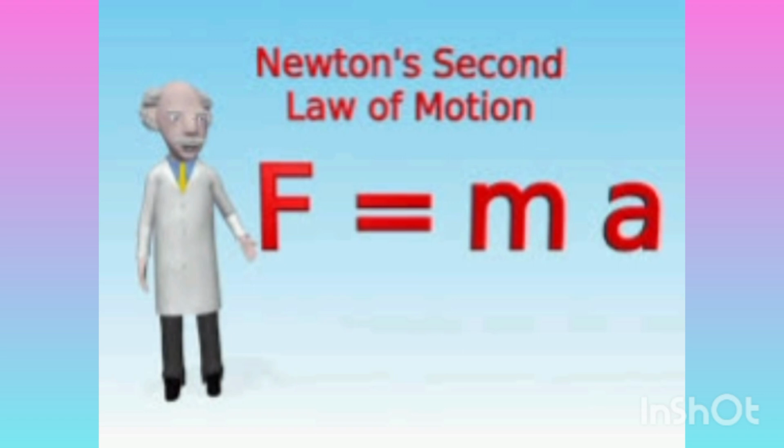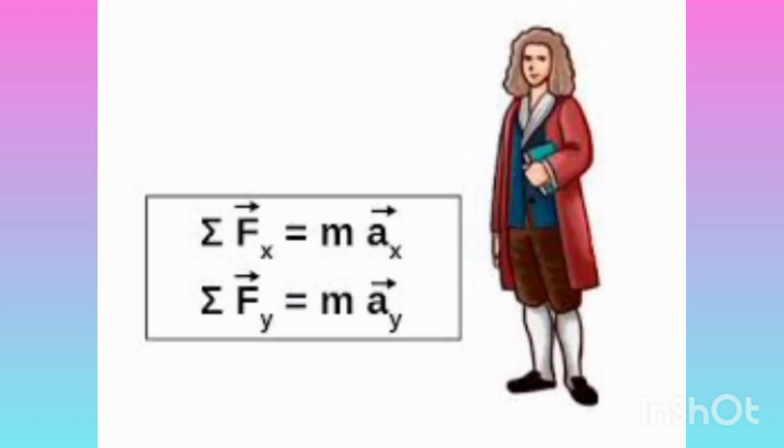So in whichever direction the block is in motion, in that direction we have to resolve all the forces and write F is equal to m into a, where m is the mass of the block and a is the net acceleration resulting from all the forces acting on the block. So that's how we have to draw the free body diagram.